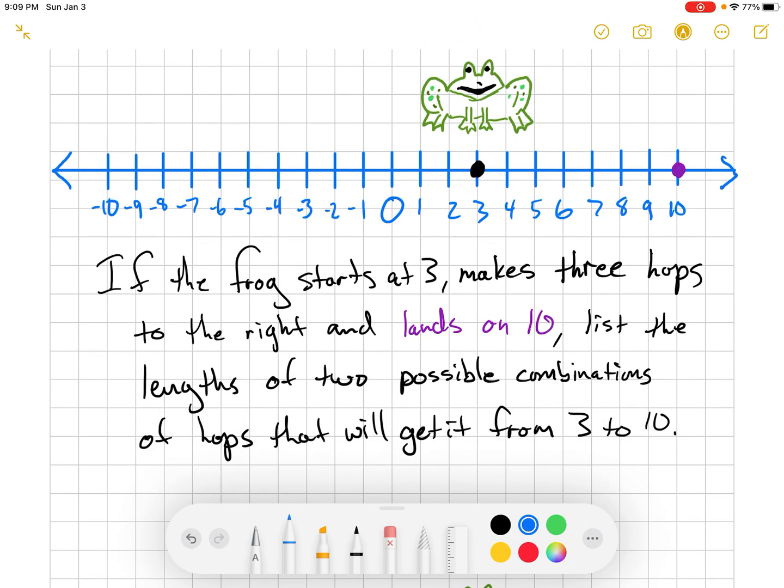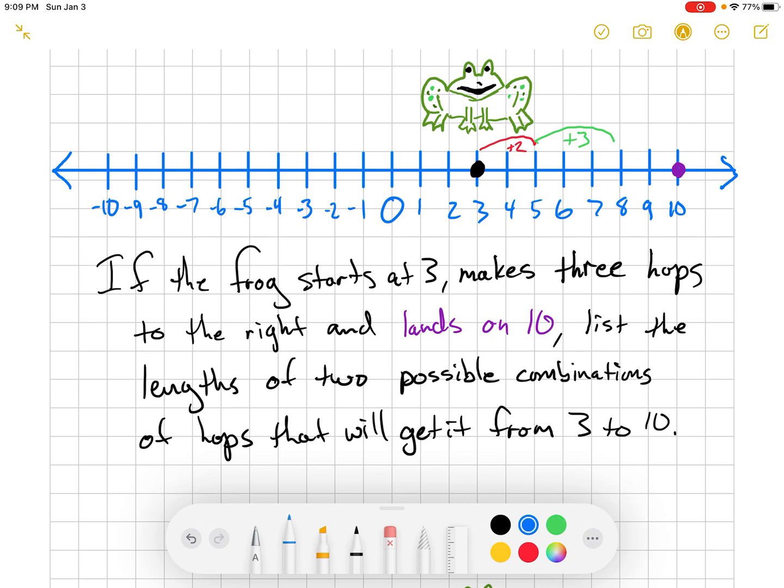If the frog starts at 3, makes 3 hops to the right, and lands on 10, list the lengths of 2 possible combinations of hops that will get it from 3 to 10. So we got to make 3 hops. So I could just do 2, right? That's like a plus 2 in there. Then I could do a 3 here. That's like a plus 3.